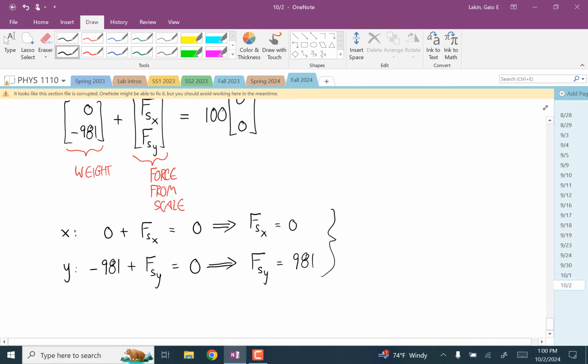And so if you put these together, what we get is that the force vector from the scale is equal to 0, 981 newtons. And so the scale feels that it's applying a force of 981 newtons. That's what reads on its screen. And as long as the person isn't accelerating, and as long as the person isn't touching anything other than the scale, that shows the person's weight.